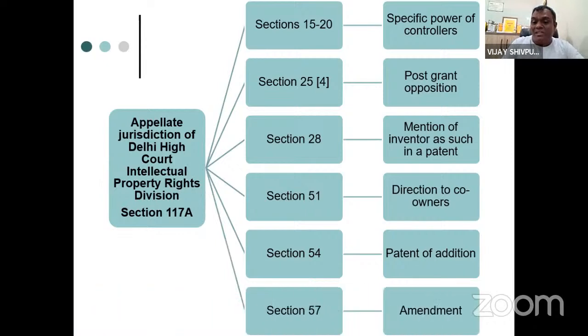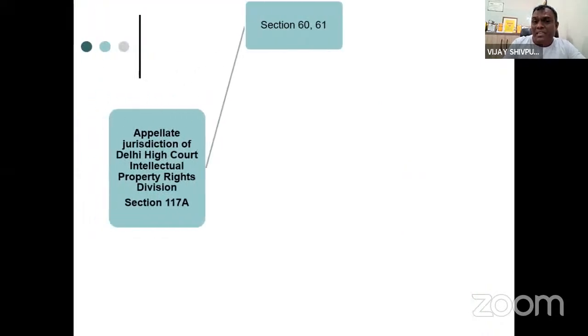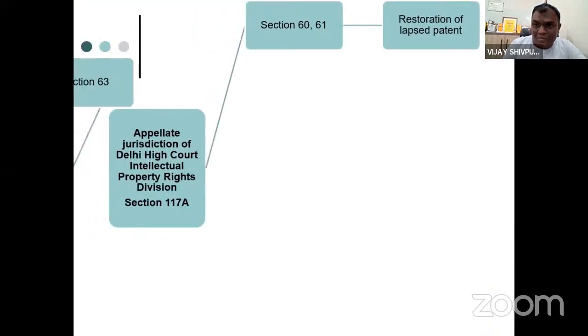Section 57, amendment related. So for example, if I amend the application, or if I want to make any changes to the application, and in that case the controller doesn't agree, you can appeal directly to the Delhi High Court Intellectual Property Rights Division under section 117A. What are the other things that are covered here? Section 60-61, restoration of lapsed patent.